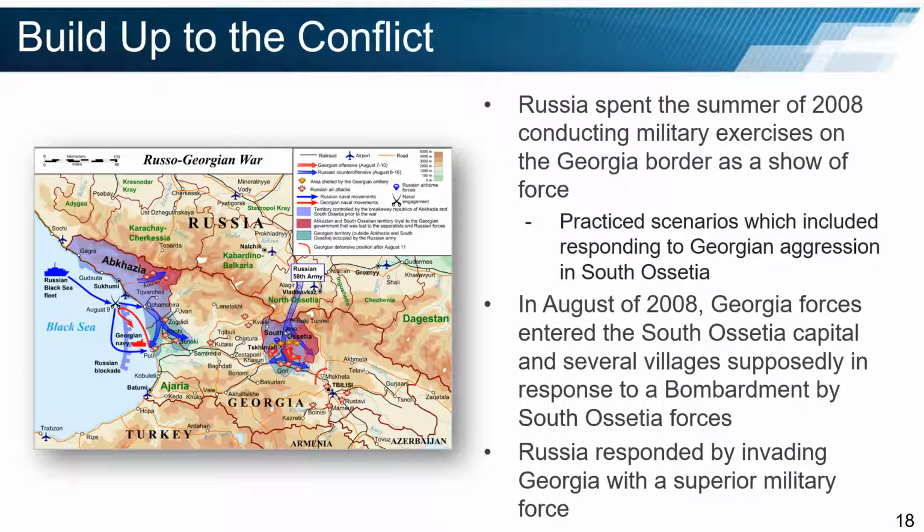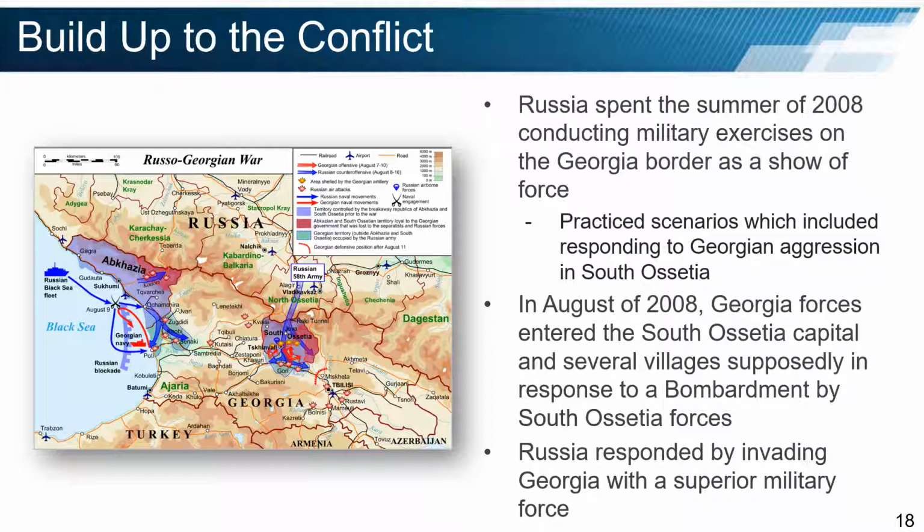As signs of a pending conflict rose, Russia spent the summer of 2008 conducting a series of military exercises on the Georgian border as a show of force. These exercises practiced scenarios which included responding to Georgian aggression in South Ossetia. These actions suggested that Moscow was intentionally showing force to maintain their traditional regional dominance. In the months leading up to the Georgian incursion, Georgia experienced violent exchanges with South Ossetian militias.